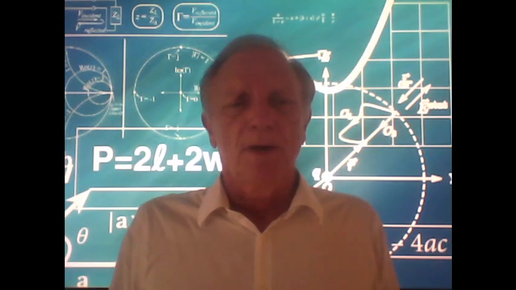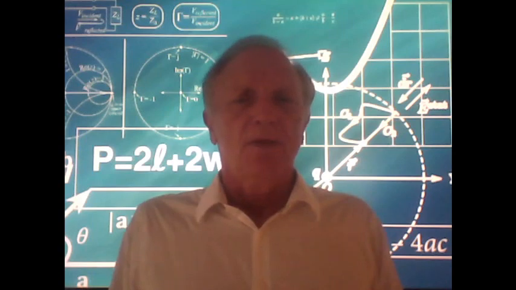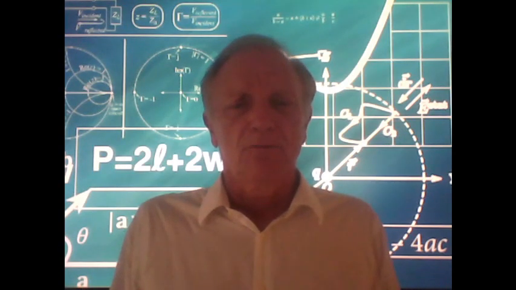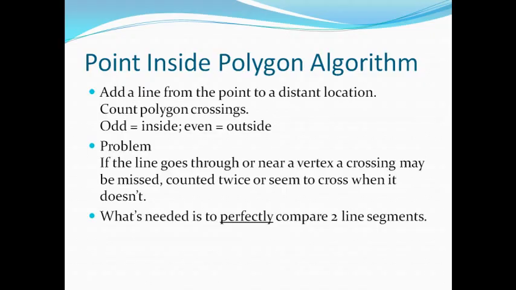Let's consider the polygon and point first. A well-known solution is to add a line from the point to a distant location and count the number of polygon crossings. Odd equals inside, even equals outside. It sounds simple enough, but there is a problem. If the line goes through or near a vertex, crossings may be missed, counted twice, or seem to cross when it doesn't.